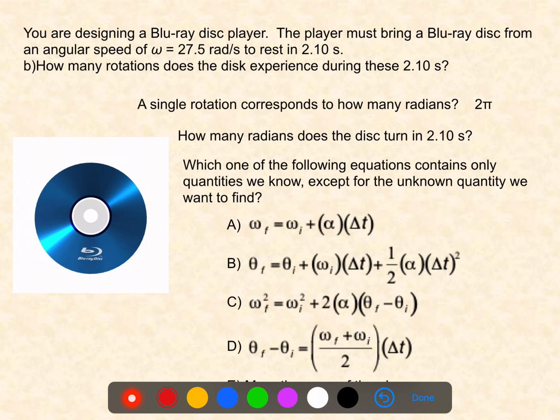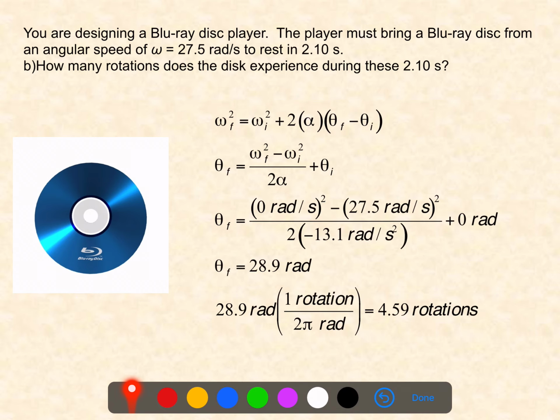Based upon the choices here, C is the most sensible because we know the initial and final angular velocity, and we've just solved for the angular acceleration, so the only thing left to solve for is the change of angular position. Plugging in the numbers that were given to us, we can find that the Blu-ray disc then travels through an angular distance, or displacement, of 28.9 radians. If we want to know what that amounts to in rotations, we've got to account for the fact that there are 2 pi radians in every rotation, and then we can conclude that that's a little over 4.5 rotations.